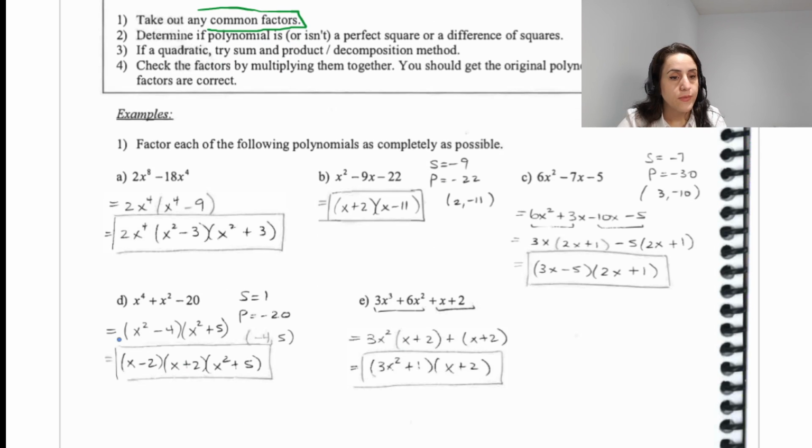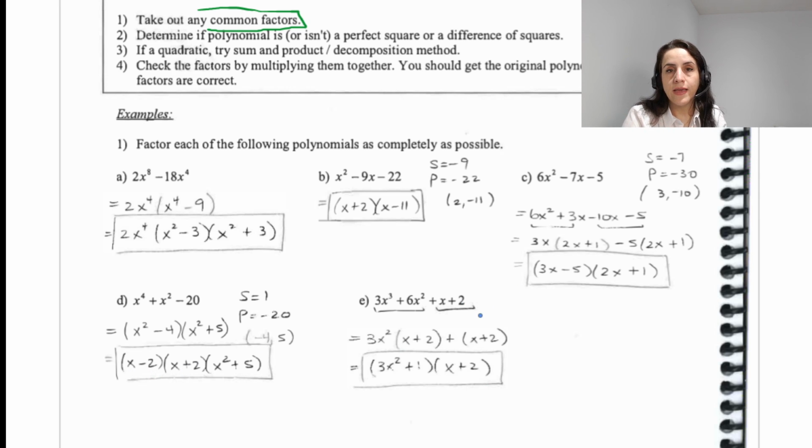Here, x to the power of 4 plus x squared minus 20. It looks like I'm going to count a as equal to 1. The sum of them has to be 1 and the product is going to be negative 20: negative 4 and 5. X squared minus 4, x squared plus 5 is not done yet. X squared minus 4 is factorable more, based on a difference of squares.